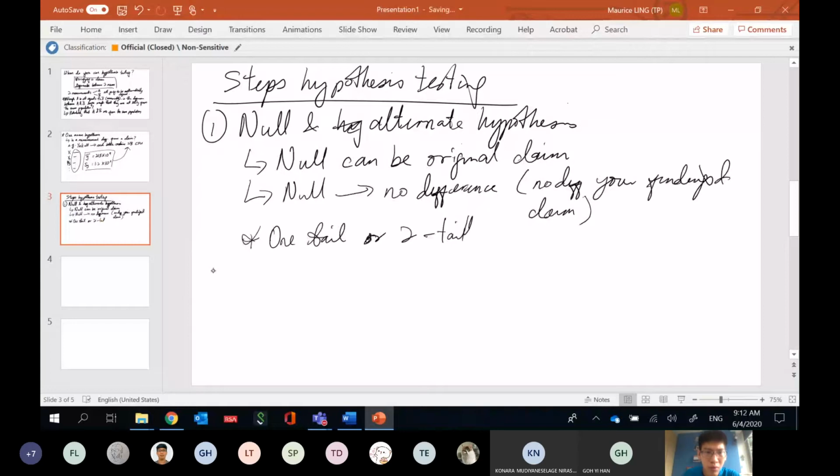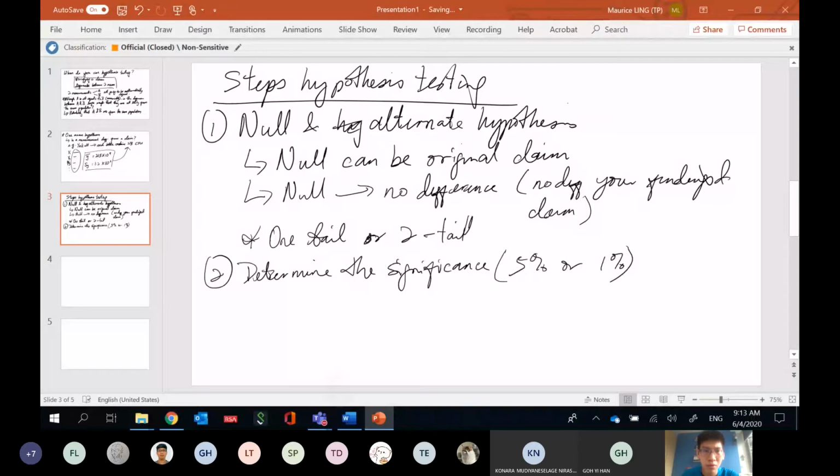Okay. The second one that you need is to determine the significance. Okay, the significance, so is it 5% or 1%. Okay, these are the usual ones that we use. We can use different ones. Okay. Then the third step, you collect your data. Okay, all of you are very good at data collection. You do experiments, whatever, you collect your data.